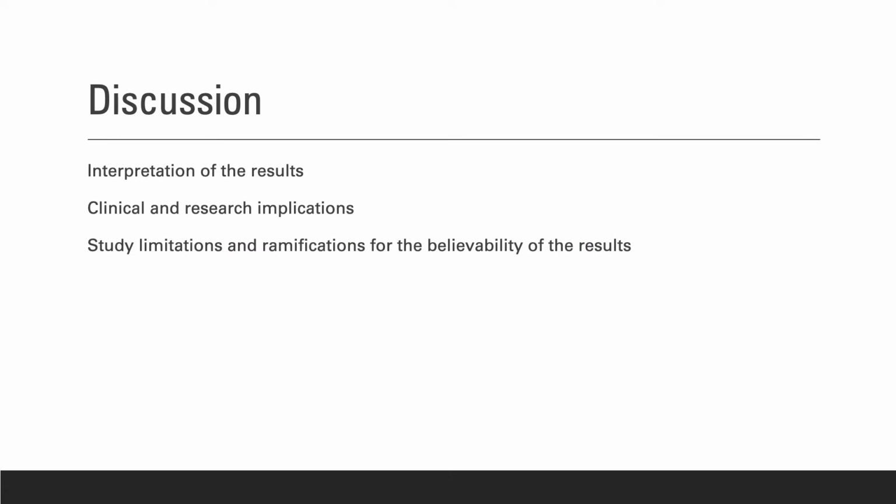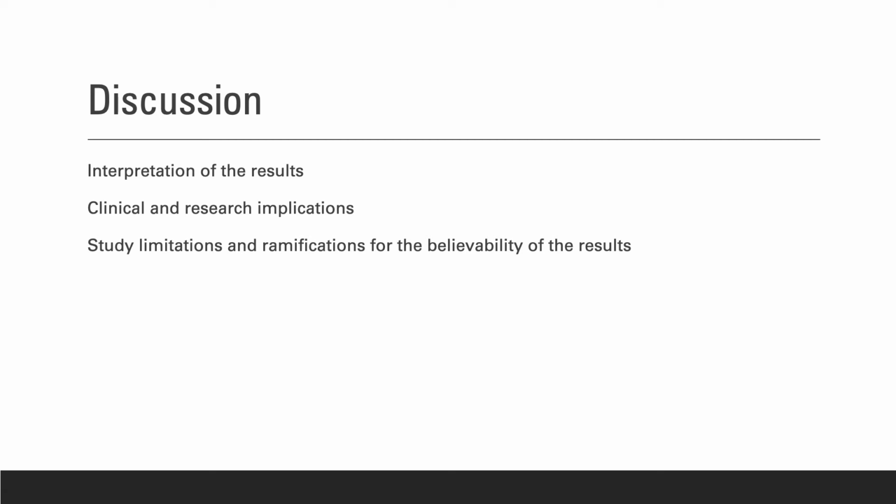The discussion is where the researcher tells the story of the findings. It's important for this part to be understandable to the reader. You may present interpretation of your results, clinical and research implications, and study limitations and ramifications for the believability of this study. Often, clinicians will go straight to this section of the paper. The better job you do in this section of the article, the easier it will be to read.